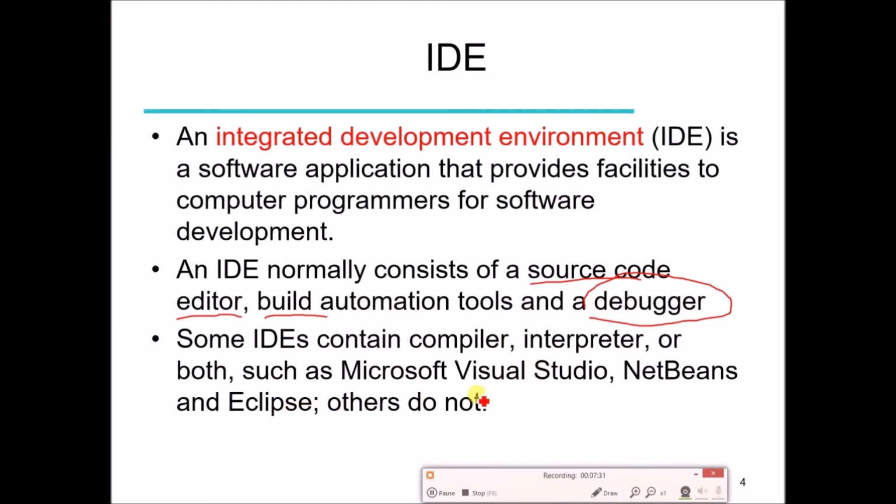Some IDEs contain the compiler, interpreter, or both, such as Microsoft Visual Studio, NetBeans, and Eclipse, and others do not. So in IDEs you will find many facilities. They are going to provide the compiler if there is a provision for compilation of the code. Some languages are basically not compiled languages. They are interpreter languages, so you don't have to produce compiled code. You can directly run the code, and the interpreter works like an engine to run the code. So it depends on which language you are using. In Java we have to compile, we have to produce the class file from the source Java file.